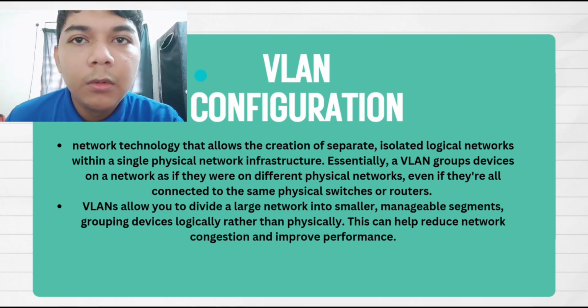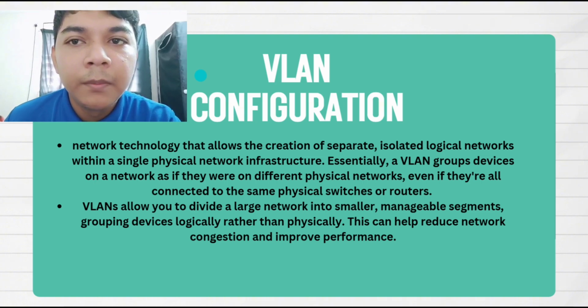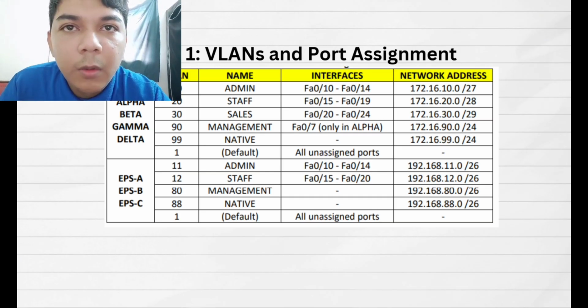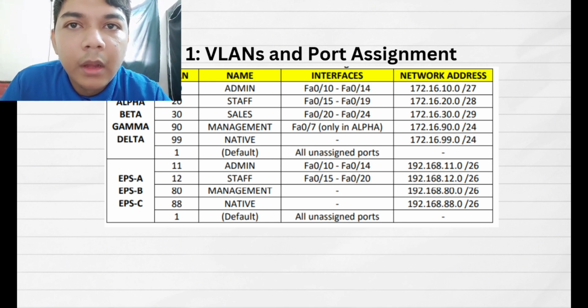VLAN allows you to divide a large network into smaller, manageable segments, grouping devices logically rather than physically. This can help reduce network congestion and improve performance. In this topology, we were given a VLANs and port assignment table. For alpha, beta, gamma, and data switch, we have admin, staff, sales, management, and native. For EPS-A, EPS-B, and EPS-C switch, we have admin, staff, management, and native.